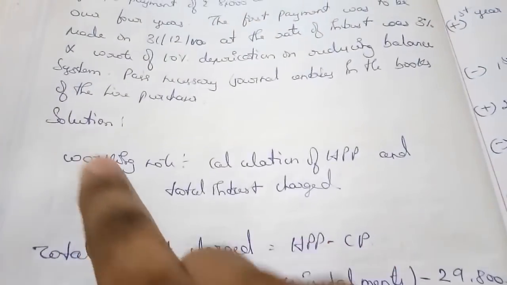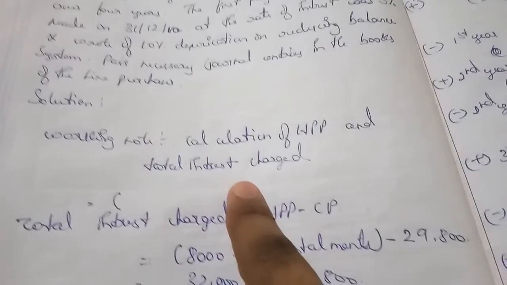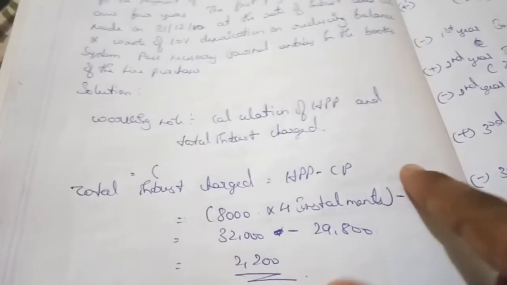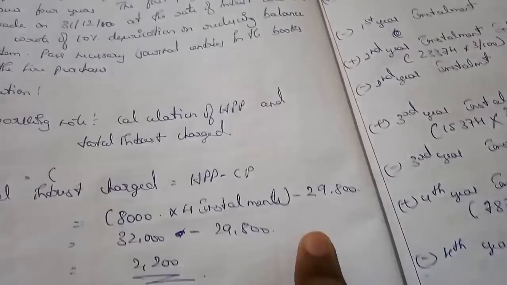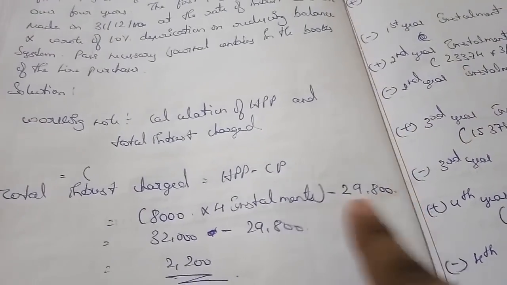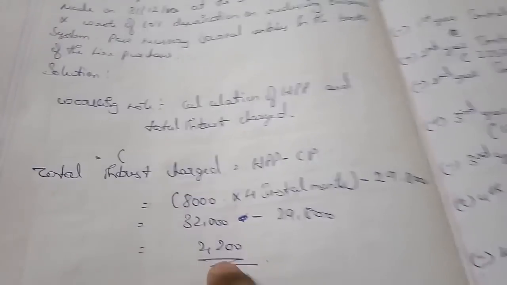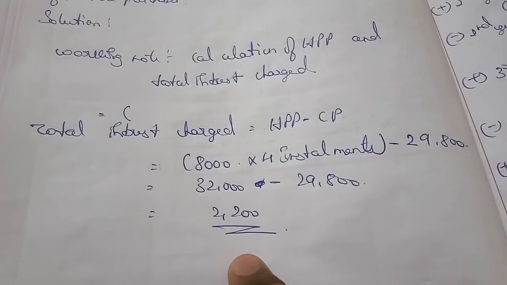First we have to do some working notes, that is calculation of HPP and total interest charge. First we'll do total interest charge, that is 8,000 into 4 installments, minus the cash price which is 29,800, and we'll get 2,200 as the total interest charge to the machinery.